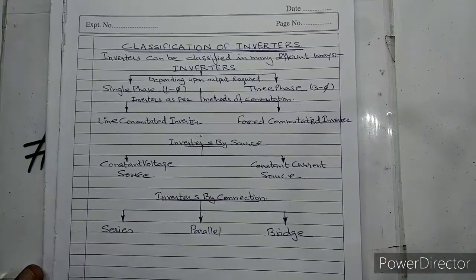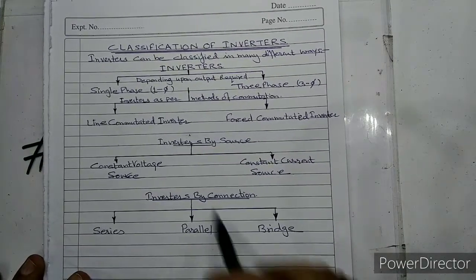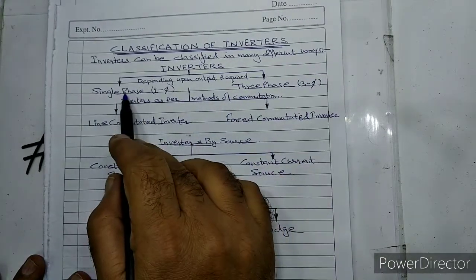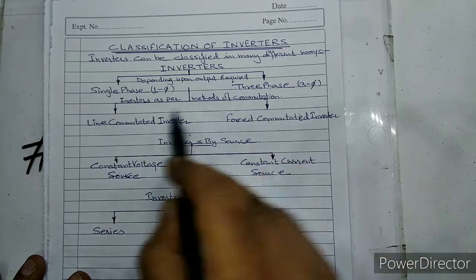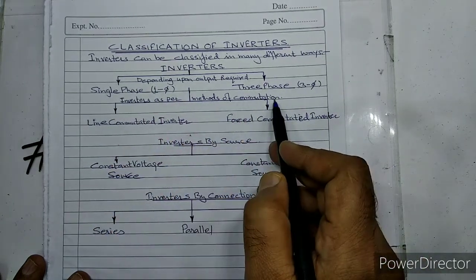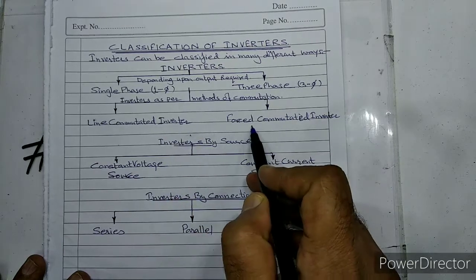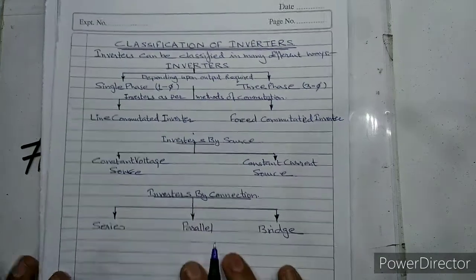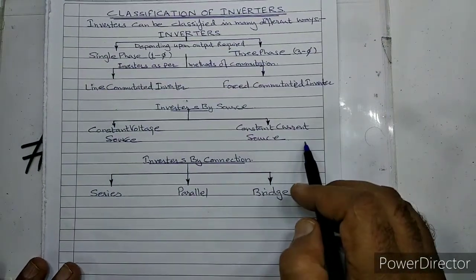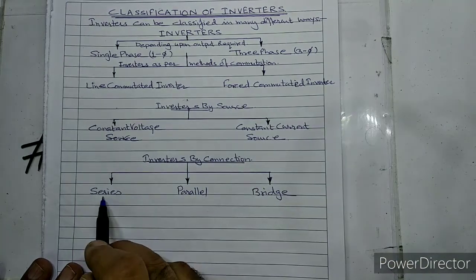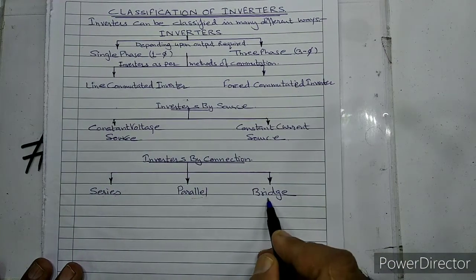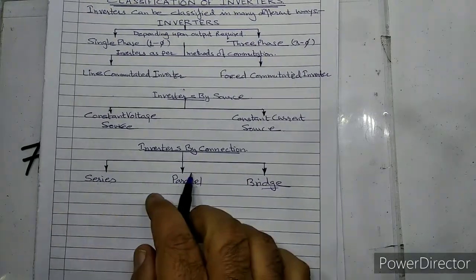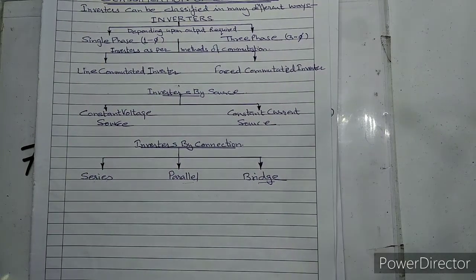Classification of inverters. Inverters can be classified in many ways depending upon the output required. First is single phase inverters and three phase inverters. Second, as per the method of commutation, line commutated inverter and force commutated inverter. Inverters by source: constant voltage source or constant current source. Now, inverters by connection: series inverter, parallel inverter or bridge inverters. You have series and parallel inverters in your syllabus.